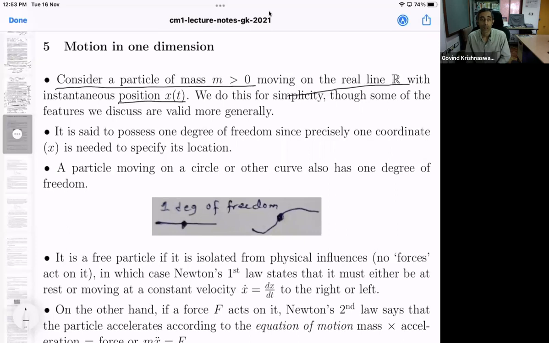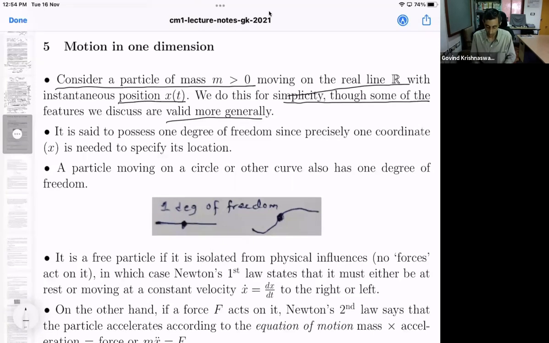So motion in one dimension is simple in many ways, though some of the features that we will study about one-dimensional motion are valid more generally. So it has some validity, I mean some use, even if one wants to study higher dimensional motion. There are many problems in higher dimensions which, using some symmetries, can be reduced to one-dimensional motion. So it is quite helpful in that respect.